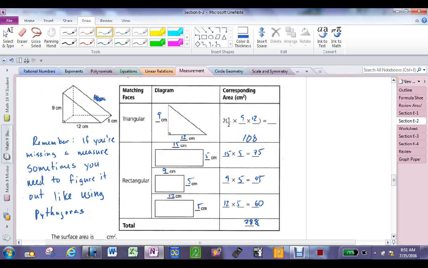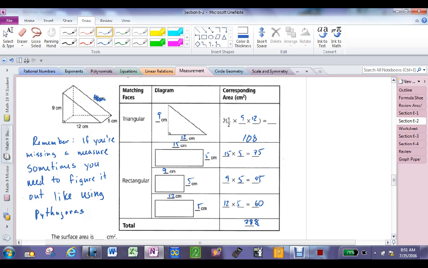A rectangle plus what? A circle? Two circles. Right? So what is the surface area of a cylinder? A rectangle, which is length times width, plus two circles, which are what?